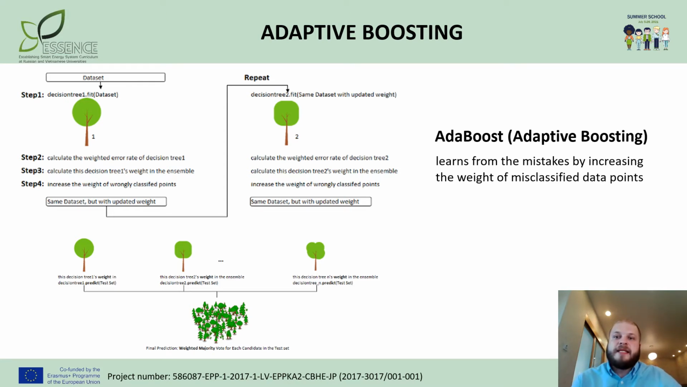In some problems, it can be less susceptible to the overfitting problem than other learning algorithms. The individual learners can be weak, but as long as the performance of each one is slightly better than random guessing, the final model, which is considered an ensemble of weak learners, can be proven to converge to a strong learner and provide a more effective and accurate solution.